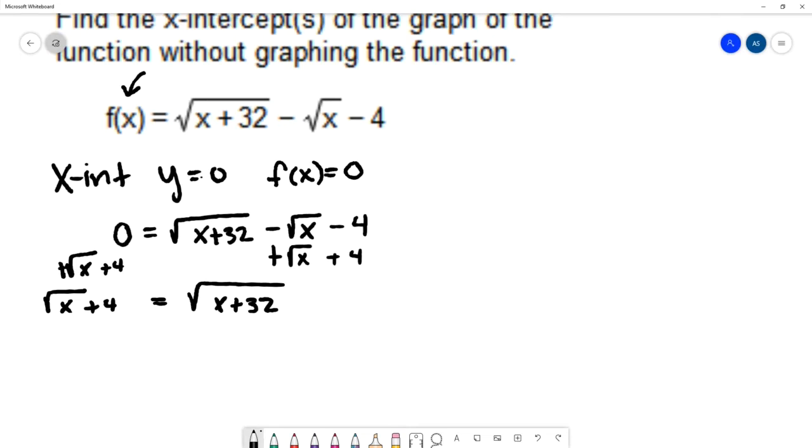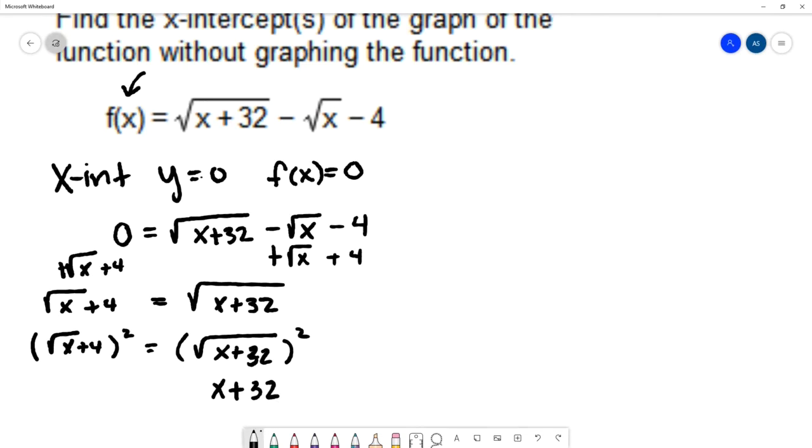This root is a square root, so the opposite operation is squaring. I'm going to square the left-hand side and square the right-hand side. The square root and the square cancel each other out, just like we planned. That eliminates the square root of x plus 32.